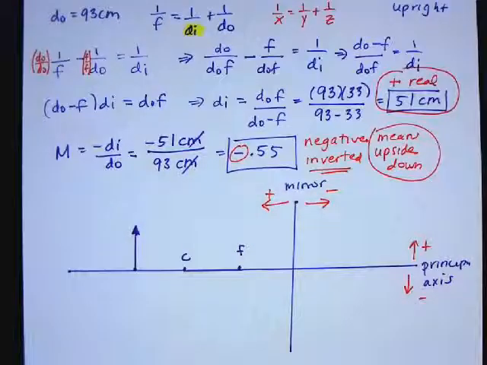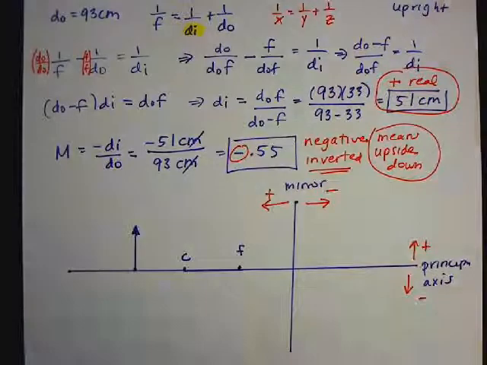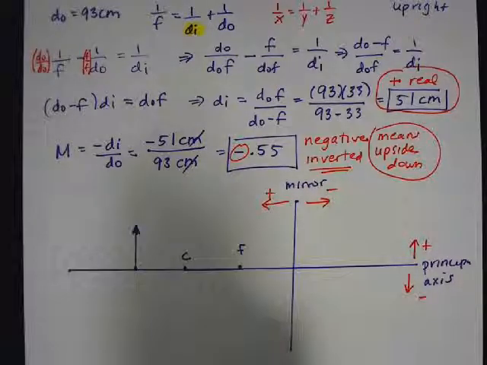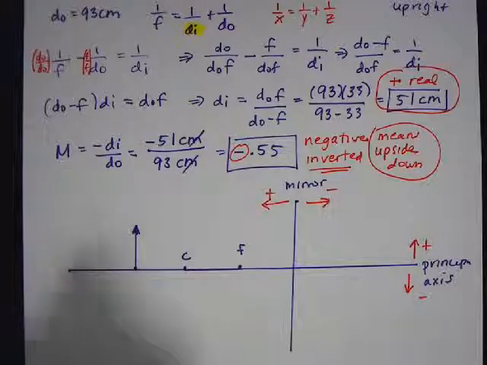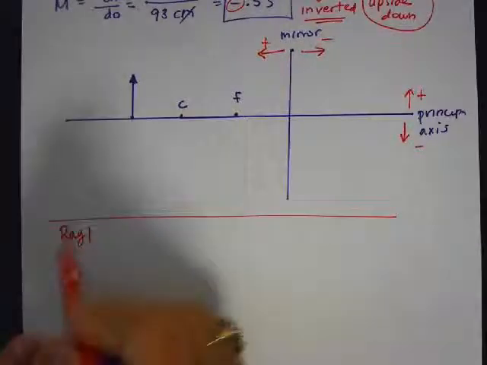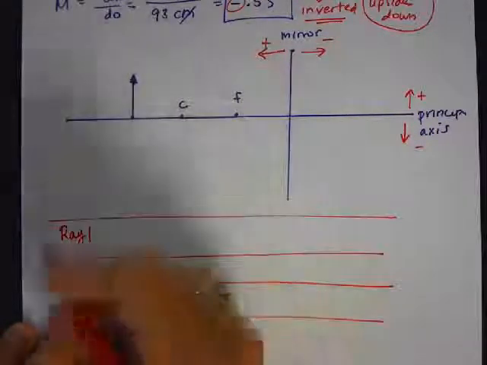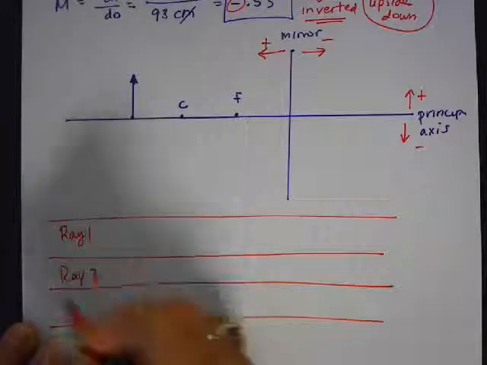Okay. So how do I start? So there's 3 rays that you draw, but you're going to see you only need 2. So ray number 1, and you don't have to draw 3, you only have to draw 2. And where they intersect shows your image.